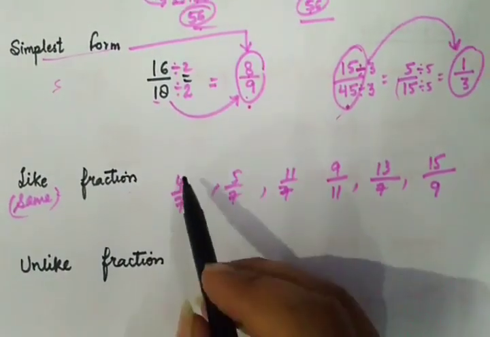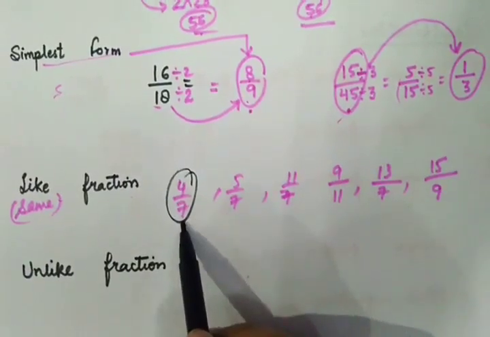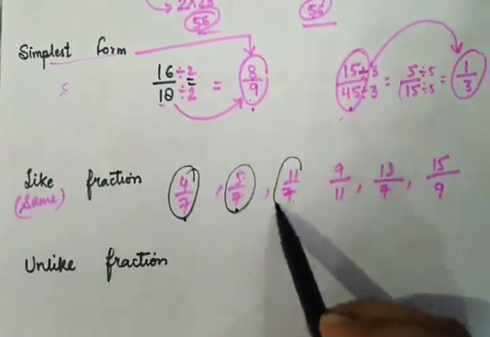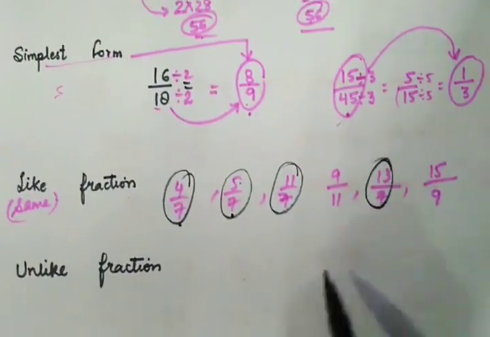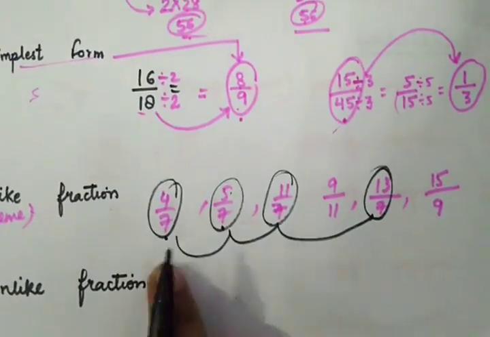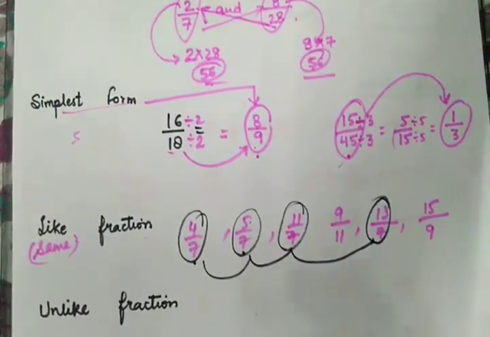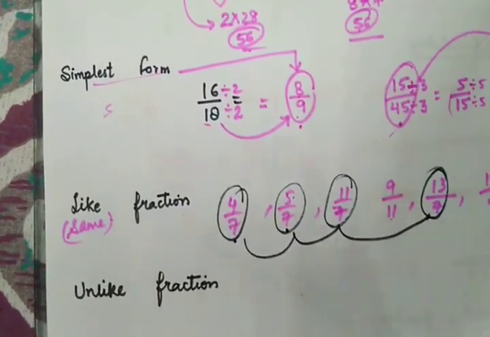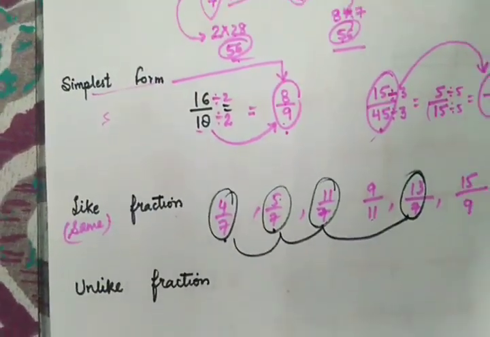Now see here, 4 upon 7 is having 7 in the denominator. 5 upon 7 also with the same denominator. 11 upon 7 also. 13 upon 7 also. All these numbers are having the same denominator, so these all are like fractions. And these two were not matching in the pair, so they will be left separate.